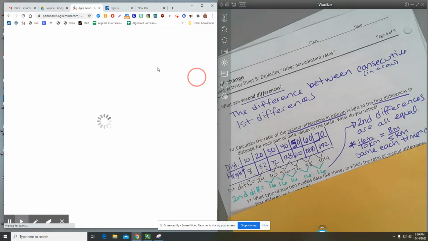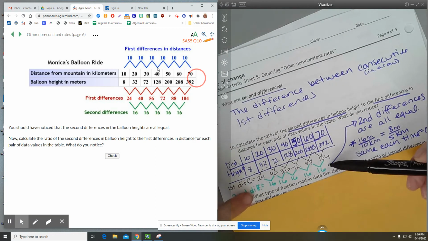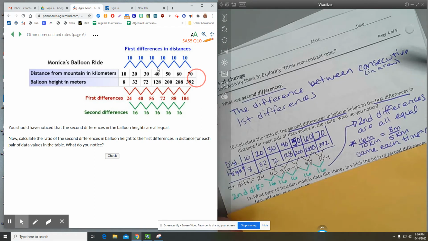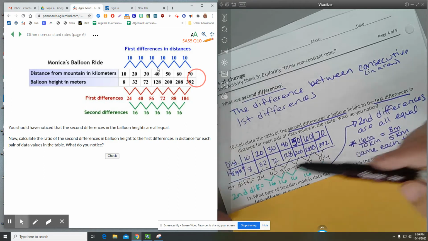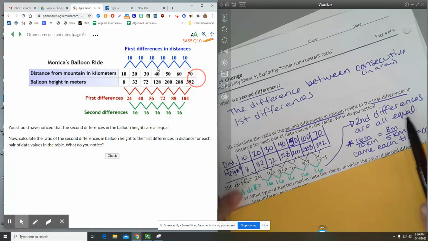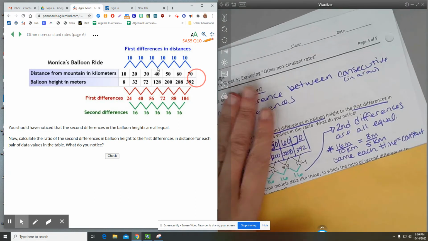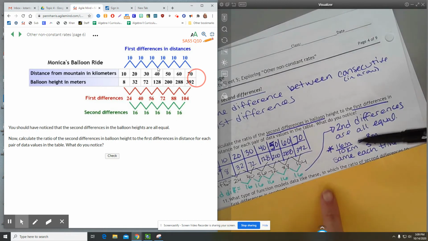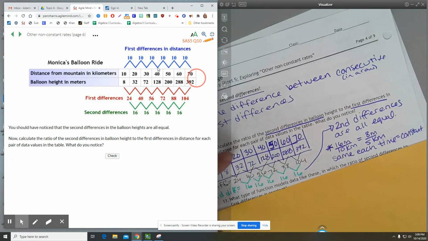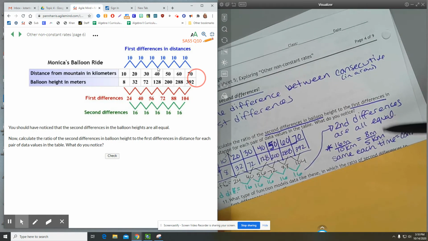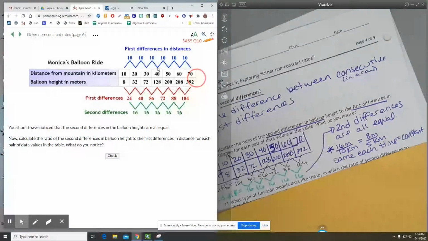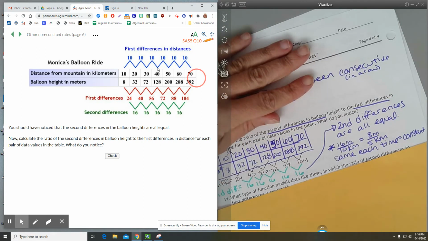The one thing I notice here, guys, is that my second differences are all the same. Each of my first differences goes up, but my second differences are all the same. Second differences are all equal. If we find the ratio of the first one, it's 16 over 10, remember our top ones are 10, which can be reduced to 8 over 5. We can do that for any of these and we'd still get the same thing. They're the same each time, which means that our second differences are constant.